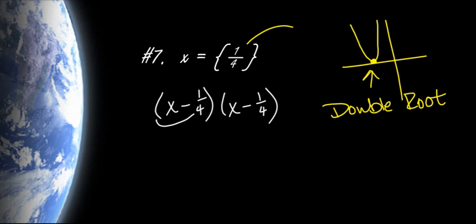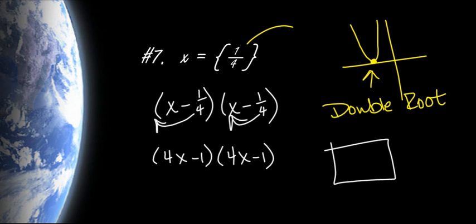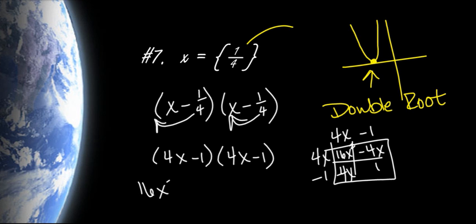If you're trying to multiply these together, you are going to have to put the bottom back up. So you end up with a 4x minus 1 times a 4x minus 1. And if we're going to draw the box there, we end up with a 16x squared, minus 4x, and a positive 1. So, my final equation is 16x squared minus 8x plus 1 equals y.